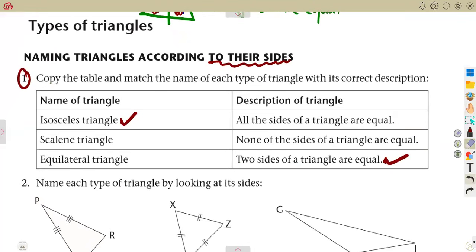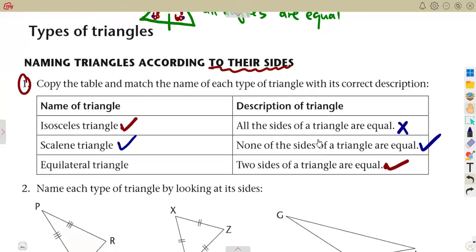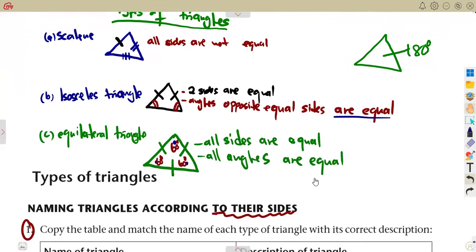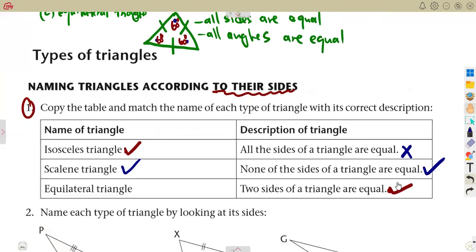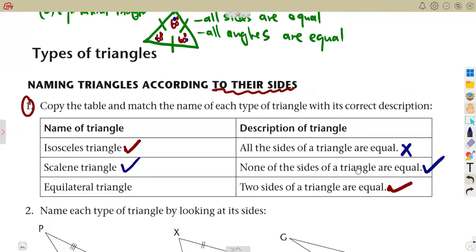All right. Let's move on to a scalene triangle. Okay. The description. All sides of the triangle are equal. No, that's wrong. Scalene. No. None of the sides of the triangle are equal. That is correct. None means what? All sides are not. They are not. So none of the sides are equal. So that's a scalene, which is going to match exactly with what we have there. None of the sides are equal.